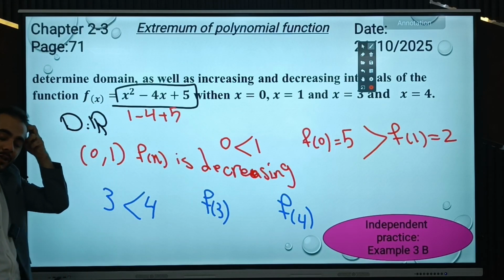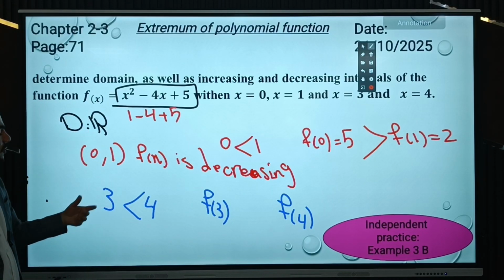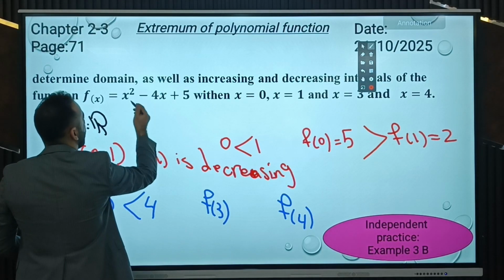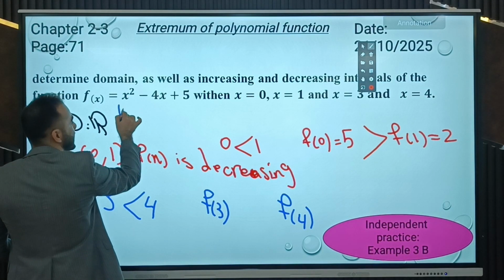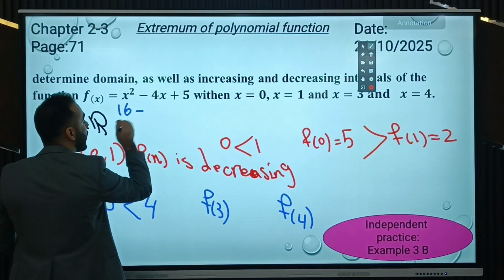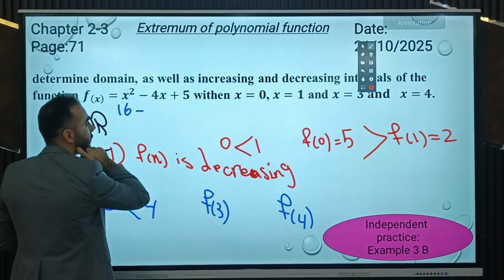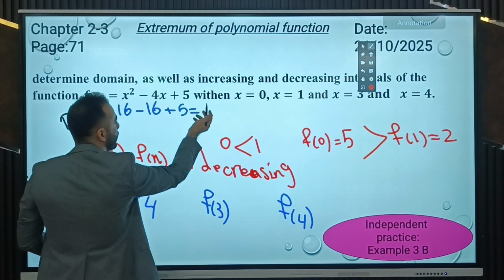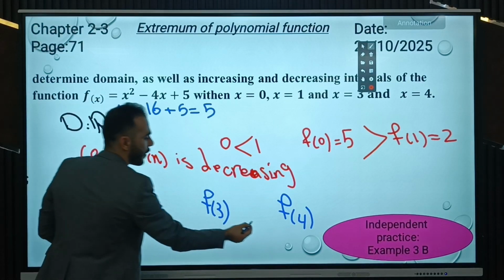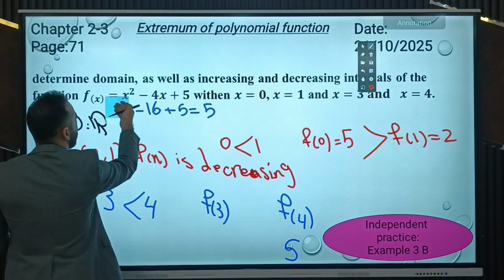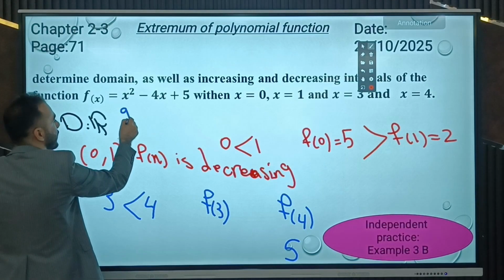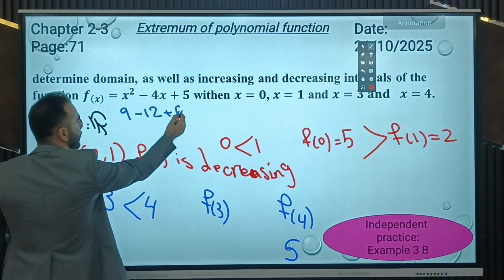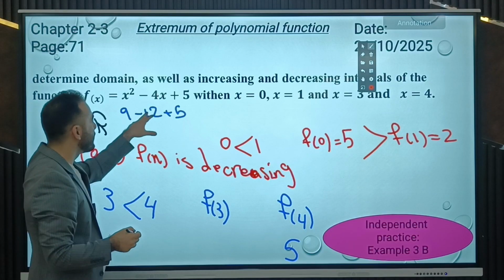Okay, let's find out f of 4. So f of 4 is 4 squared, 16, minus 4 times 4, 16, plus 5. So 16 minus 16 is equal to 0, plus 5, it's 5. So f of 4 is 5. How about f of 3? So 3 squared, 9, minus 4 times 3, it's 12, plus 5. So 9 minus 12, negative 3, plus 5, it's equal to 2.